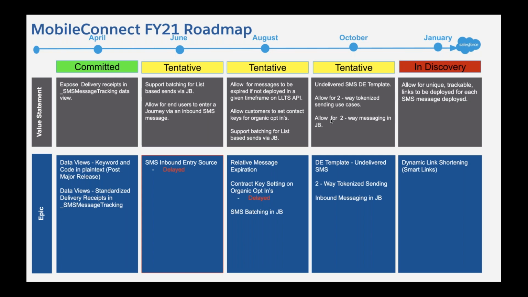So yeah, if anyone has any additional questions on that, I'm happy to walk through that in a bit deeper detail in a different session. And last but not least is the big one. And this is what we're calling dynamic link tracking or smart links. What we will be doing here is allowing for the deployment of unique trackable links in each individual SMS message that goes out. This would allow you as marketers to actually know that John Doe clicked link X in message Y at this time on this date. So it would be an exact way to measure ROI for your SMS messages.